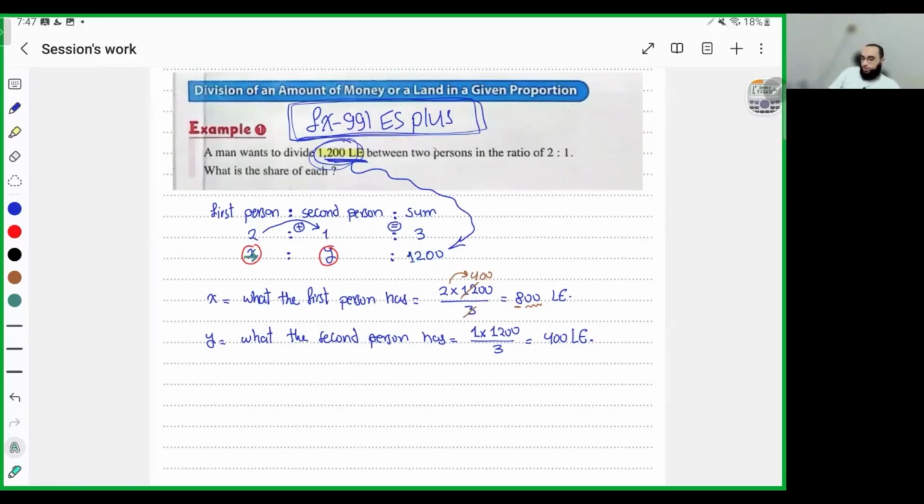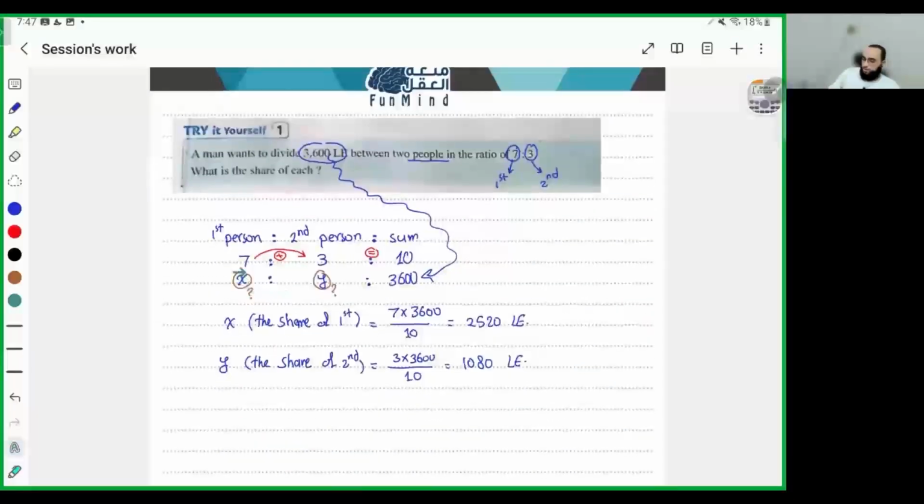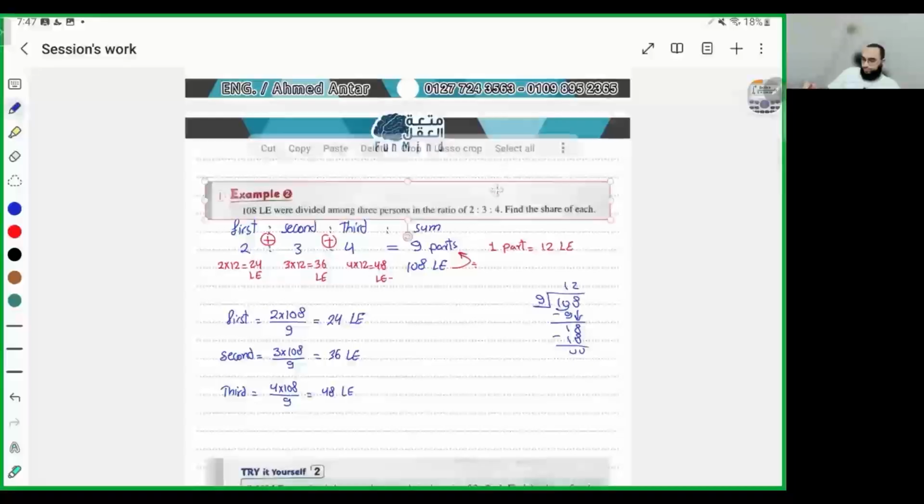And then if we want to get the first share, it's 2 times 1200 over 3. The second share is 1 times 1200 over 3. And the same here. The first share is 7 times 3600 over 10, and the second 3 times 3600 over 10. And so on. You can do it by the calculator. Let's go for the next. Example 2.